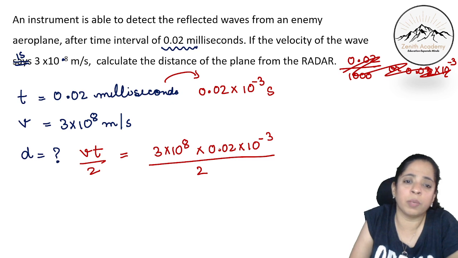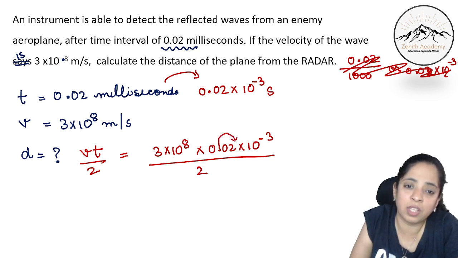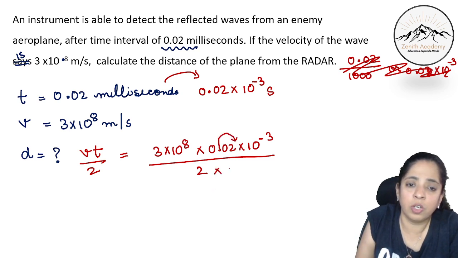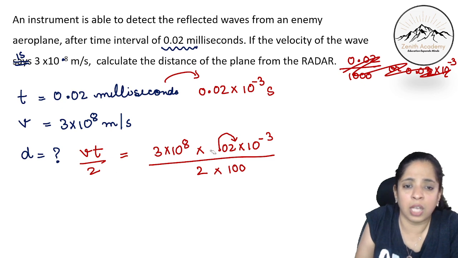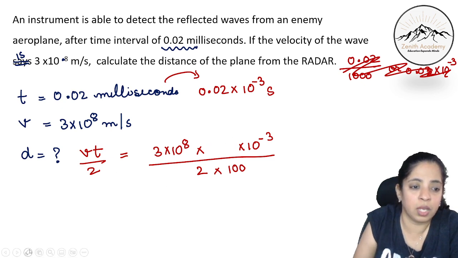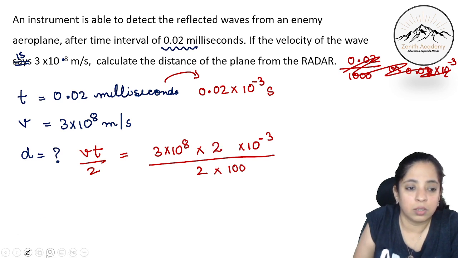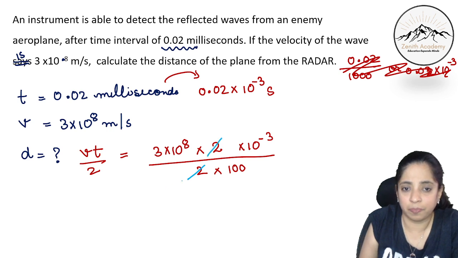Now if I want to remove this decimal, I have to multiply with 100. So what I will do, I will divide also by 100, then only this will happen. If I multiply and divide by 100, the number remains same. So now this becomes 2, right? I am writing a 2 here. So this 2 and 2 gets cancelled.